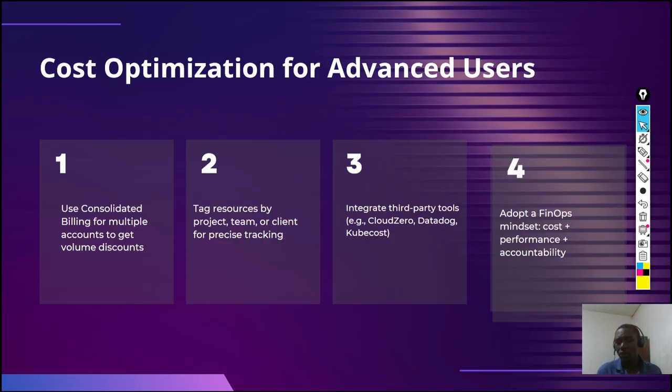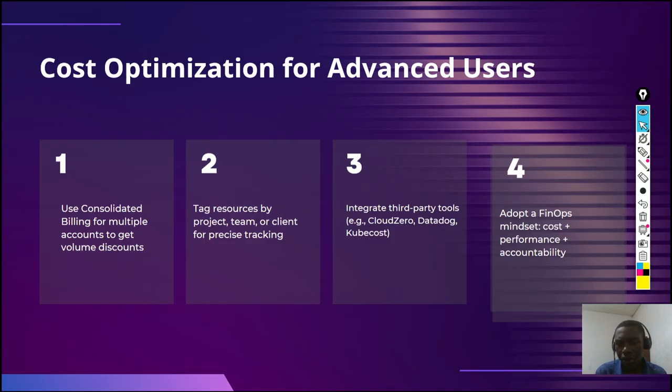And then you can also tag resources by project, team, or client for precise tracking. We said that you cannot talk about cost optimization without talking about tracking and monitoring. For you to be able to track resources appropriately, you have to tag these resources depending on the project you are working on, the team you are working on, or even the client you are working on, so that every time you track, you can say, okay, at this moment I want to track the project for the development team. You track how they are using their instances, all these things, you track all of them like this.